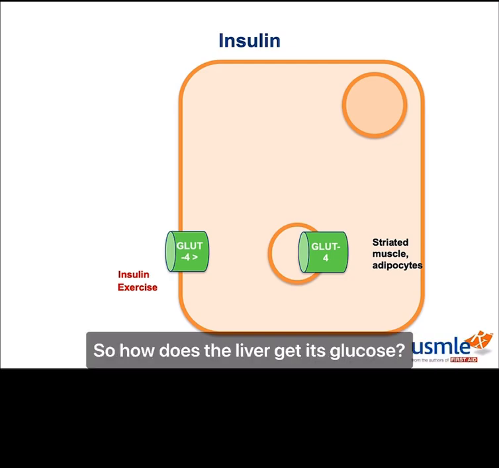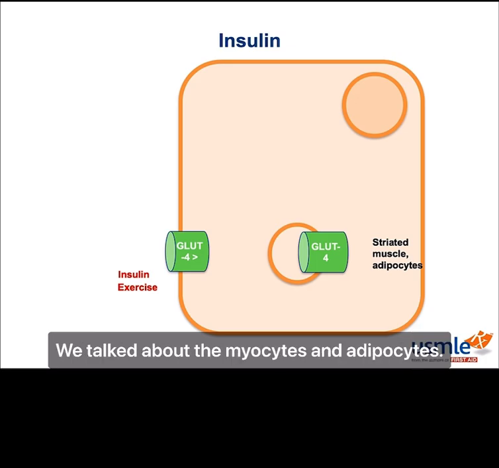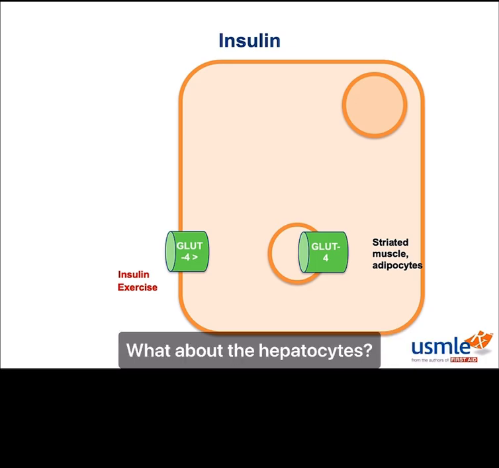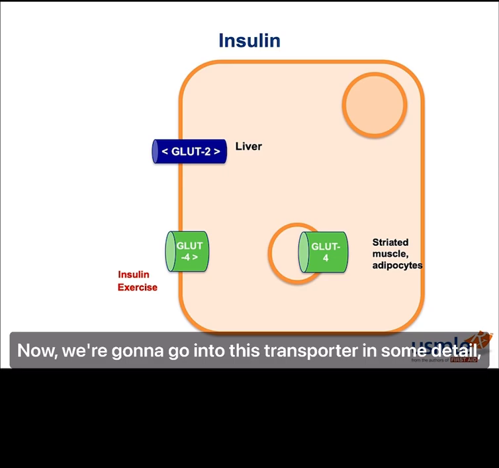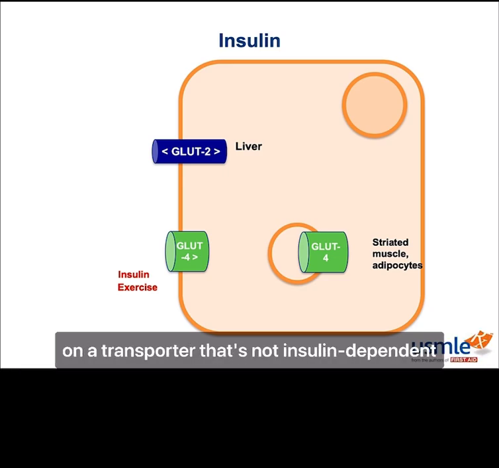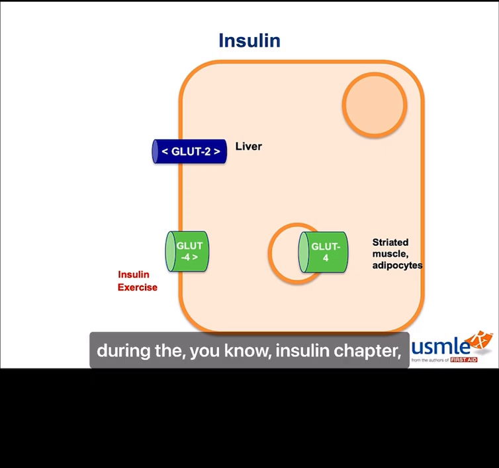So how does the liver get its glucose? We talked about the myocytes and adipocytes. What about the hepatocytes? Well, those use the GLUT2 transporter, a transporter that isn't controlled by insulin. Now, we're going to go into this transporter in some detail, and I know it's weird to spend so much time on a transporter that's not insulin dependent during the insulin chapter, but this transporter is pretty unique.